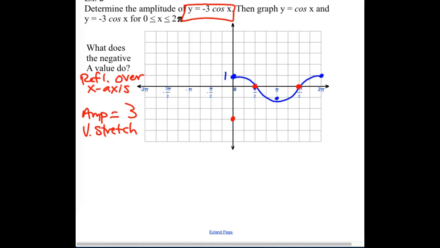Our negative 1 is going to stretch to become negative 3, and then it's going to flip over the x-axis to become positive 3. Our last one here, same thing. Stretch it to be 3, flip it over. We're down here at negative 3. So we have a reflected graph that's been stretched. So it looks taller and it looks upside down.